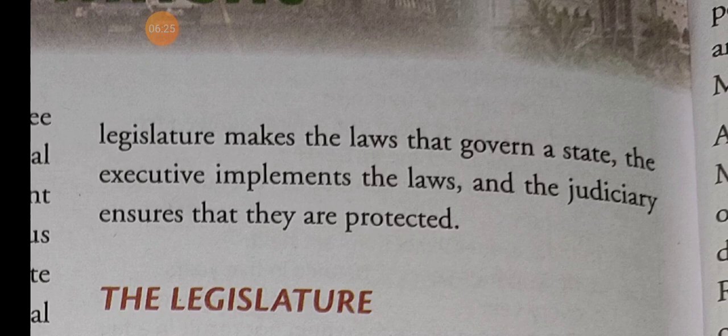So the main function of the legislature is to make the law for the state. The main function of the executive is to implement the law. And the main function of the judiciary is to ensure that the people are protected, and the courts or the judiciary can punish the lawbreakers. So these are the three branches of the state government and their main functions.